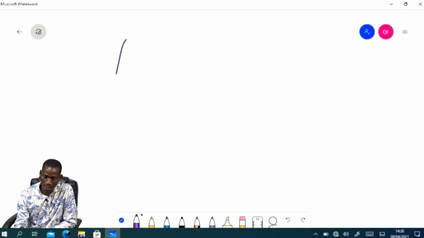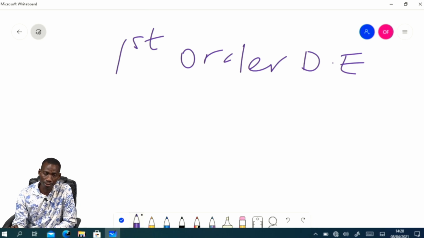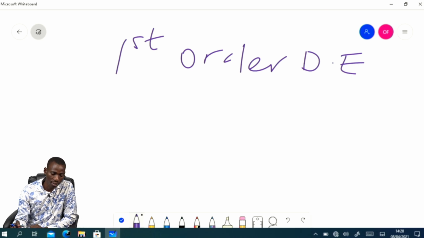So we are looking at first order differential equation. Normally in this course we are going to be abbreviating differential equation as DE. So when I say first order DE, I mean first order differential equation. We want to look at some basic definitions before we go ahead today. We want to define what a differential equation is.